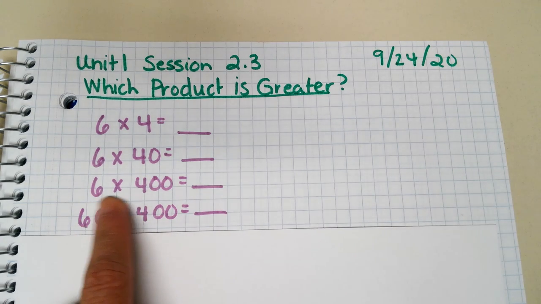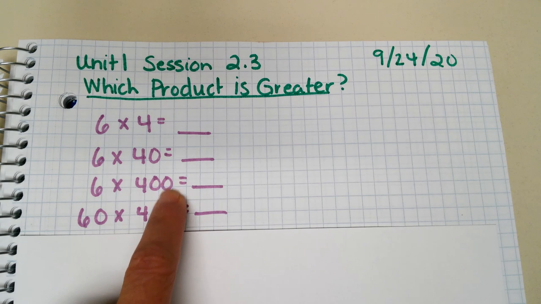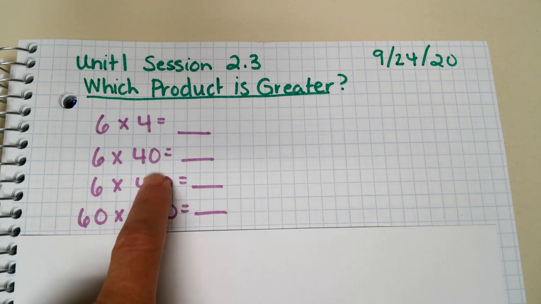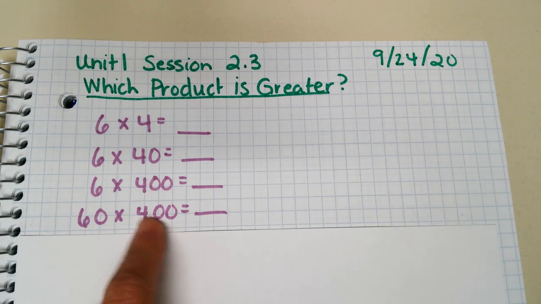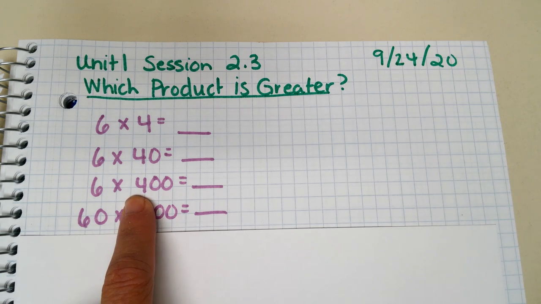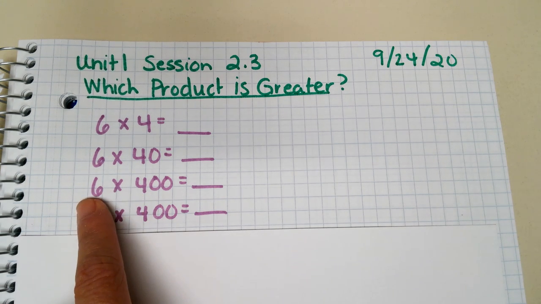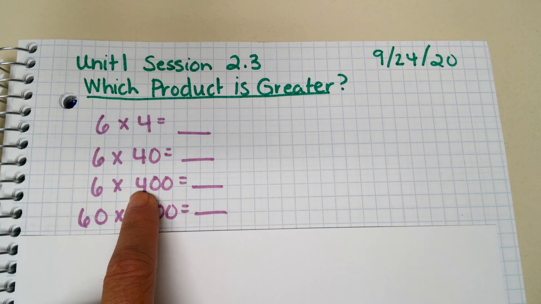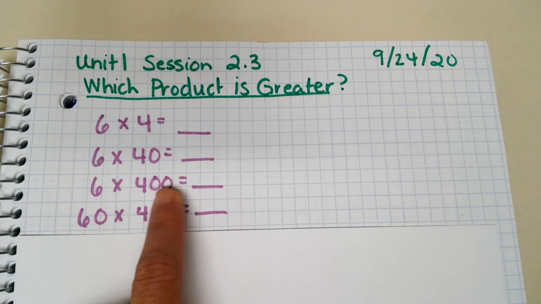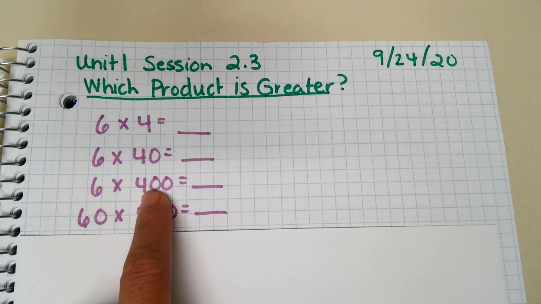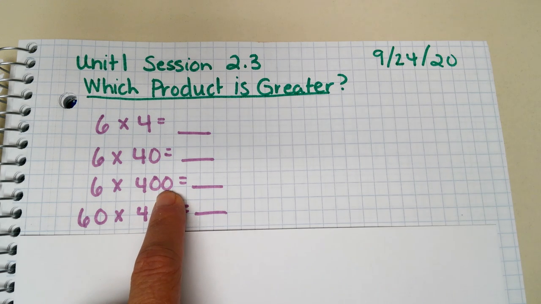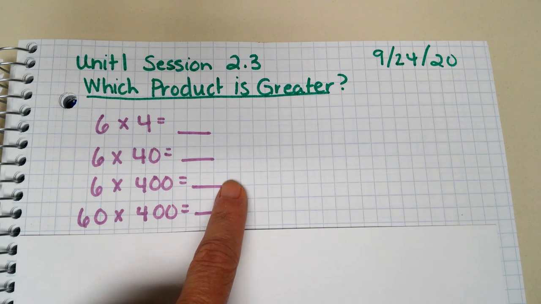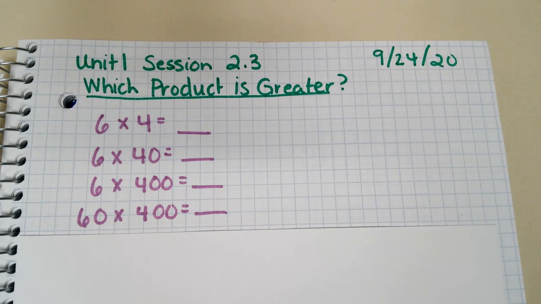Now, in this next problem, 6 times 400, we have a 0 in the ones place, we have a 0 in the tens place, and we have a 4 in the hundreds place. So when we go ahead to multiply, 6 times 4 is 24. We're not just adding zeros, we're adding a tens place and a ones place. So we need to bring those over and bump that 24 over.